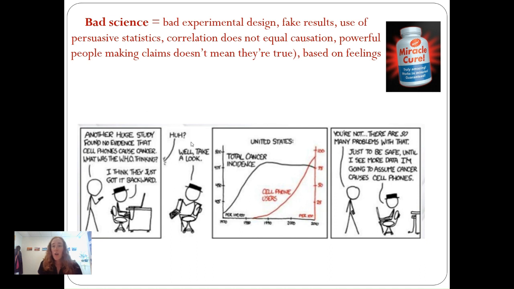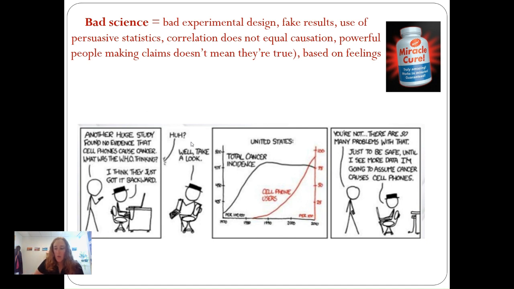If you make up results or fake results, obviously that's an example of bad science. And if your conclusions are based on feelings and not what the actual data says, then that is probably an indicator of bad science. There are many examples of bad science in the world. If you want to read through the cartoon on the bottom of the slide here, feel free to. But a good example would be a drug that is advertised as a miracle cure, but then doesn't actually work for what it's supposed to be able to do. That would be an example of bad science.